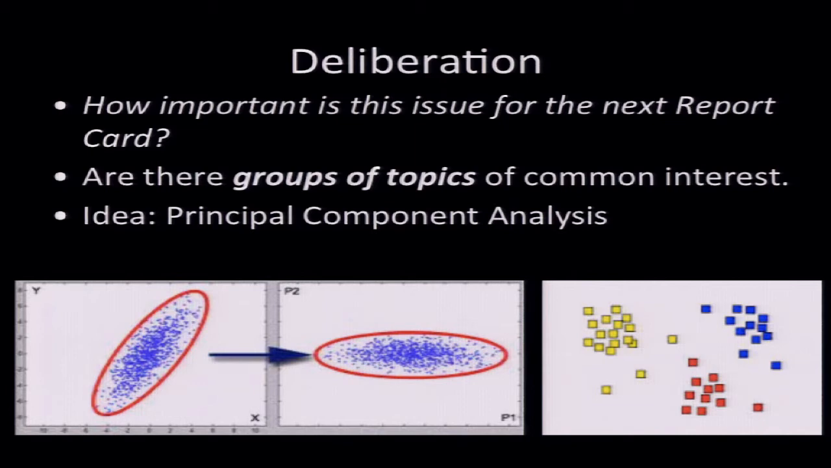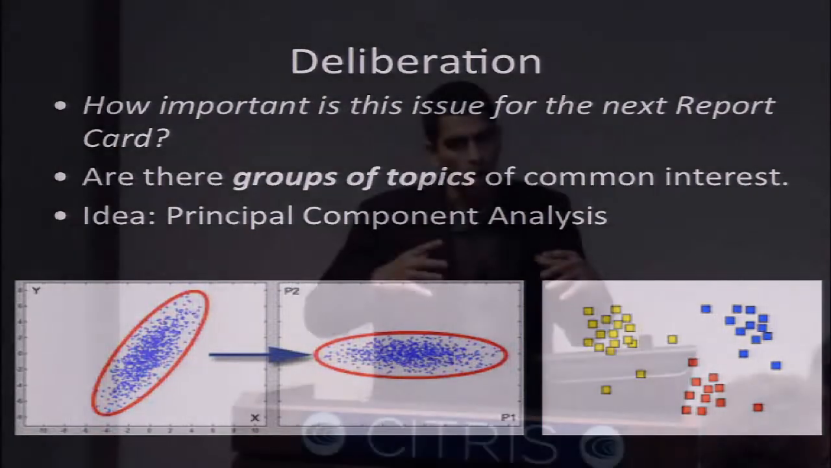So we focus in this analysis on the first question. How important is this issue for the next report card? And really what we were interested in is, are there common groups of topics that are of interest? What do our participants value? Is there some structure to this data that we're seeing? Is there a particular topic that resonates with our participants?